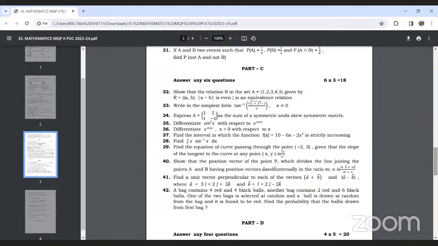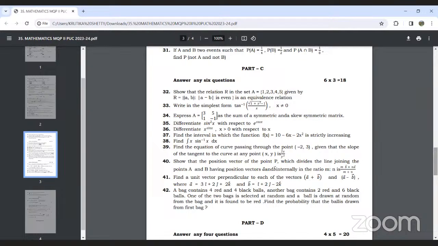covered. Similarly, the 33rd question is from inverse trigonometry. If you solve from the second exercise in inverse trigonometry, simplest form, 6 to 7 examples are given. If you solve all 6 to 7 examples, this question will get covered. Next, the 34th question, symmetric and skew symmetric. Already we have discussed how to express the given square matrix as the sum of a symmetric and a skew symmetric matrix.